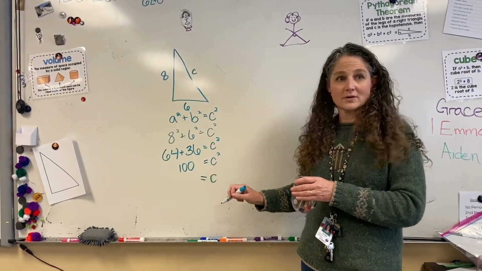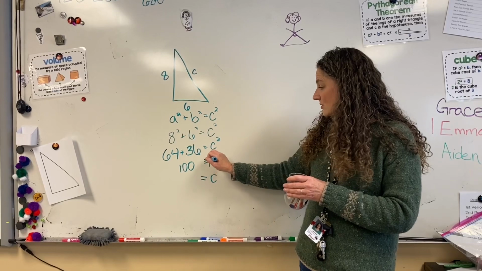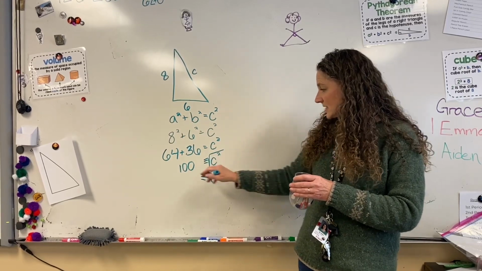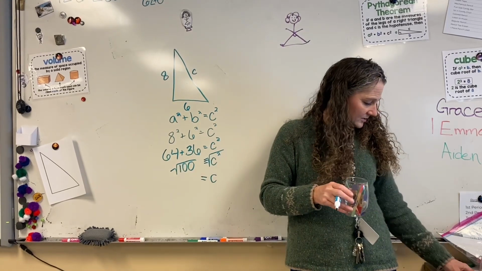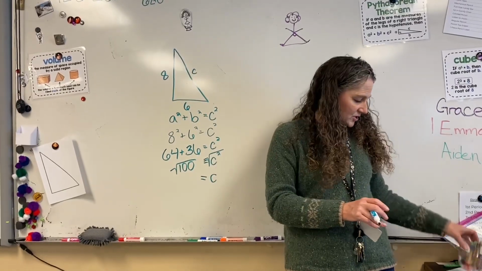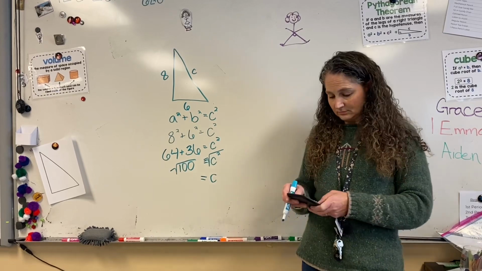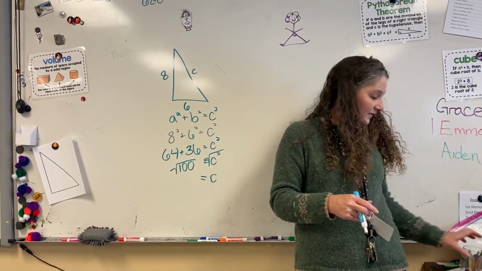Oh, you square root the 100. We do the square root, but we do the square root of both sides. The square root of C squared is C, and we do the square root of 100. So everybody on your calculator, find the square root of 100. I know what that is.